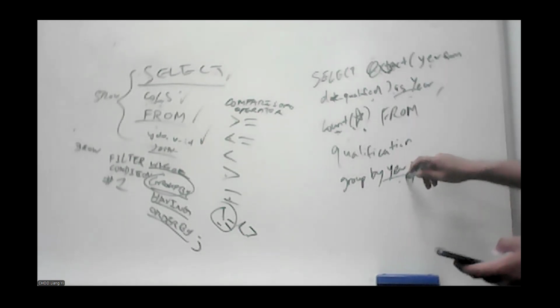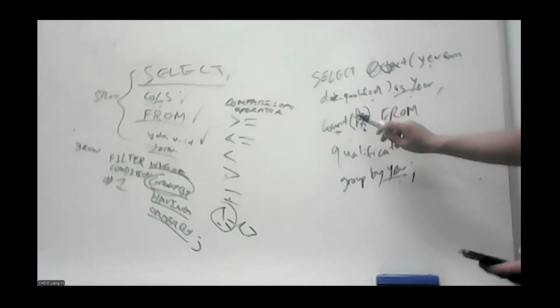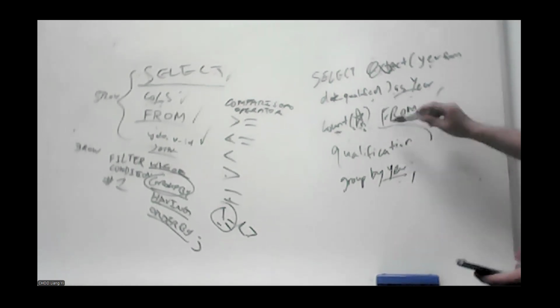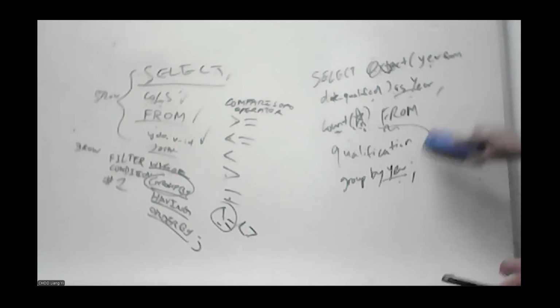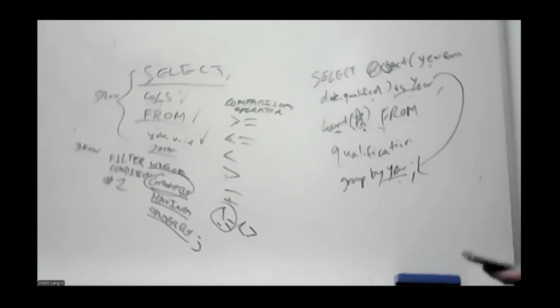Just need to know: non-aggregator select columns, or non-aggregator select attributes, when you want to do a group by, they have to appear. So up there, year is the scalar. That's why you want to group by, you need to group by the year.